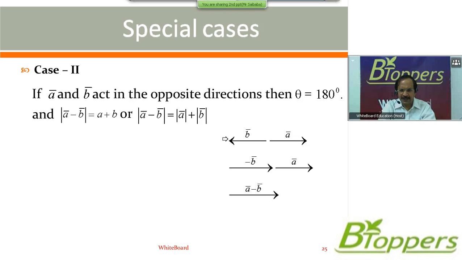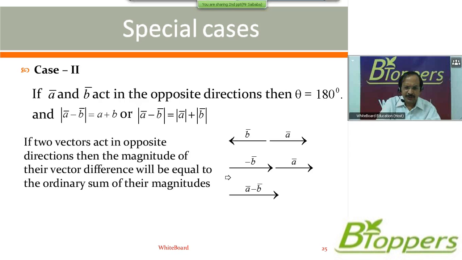That means if A bar and B bar act in opposite directions, A bar minus B bar acts in the direction of A bar. And mod of A bar minus B bar, you can write mod of A bar plus mod of B bar. So in general, if two vectors act in opposite directions, then the magnitude of their vector difference will be equal to the ordinary sum of their magnitudes.